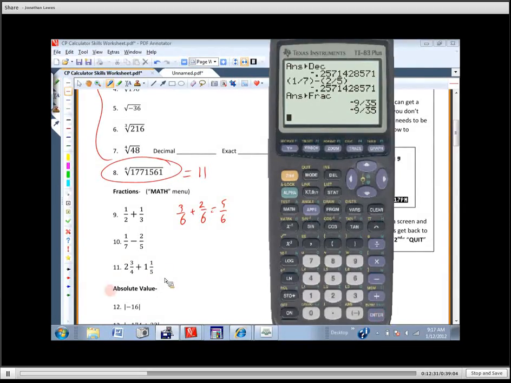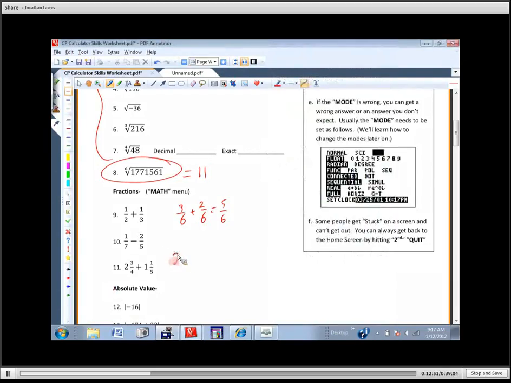How would you do this one? How would you do number 11? Like a pro. Okay, let's hope so. Any ideas? There are two ways you could do it. Would you do like 2 parentheses 3 divided by 4? Okay, if we did 2 parentheses 3/4, what would the calculator think this is? Okay, it would think it's multiplication. It would think it's that problem right there.